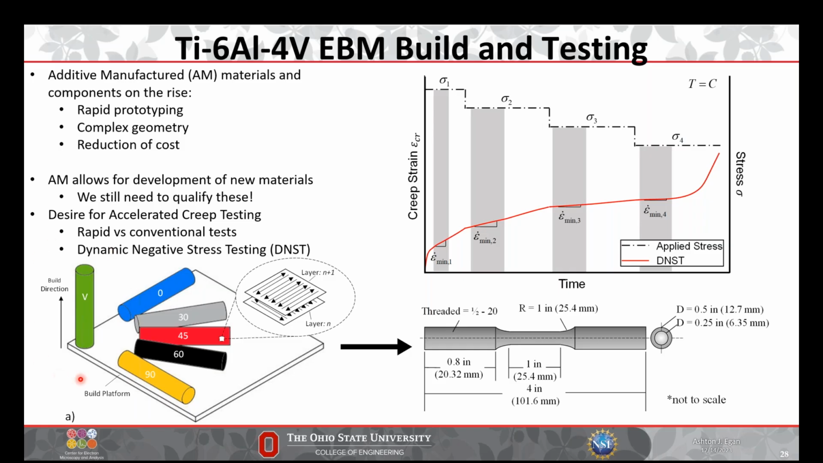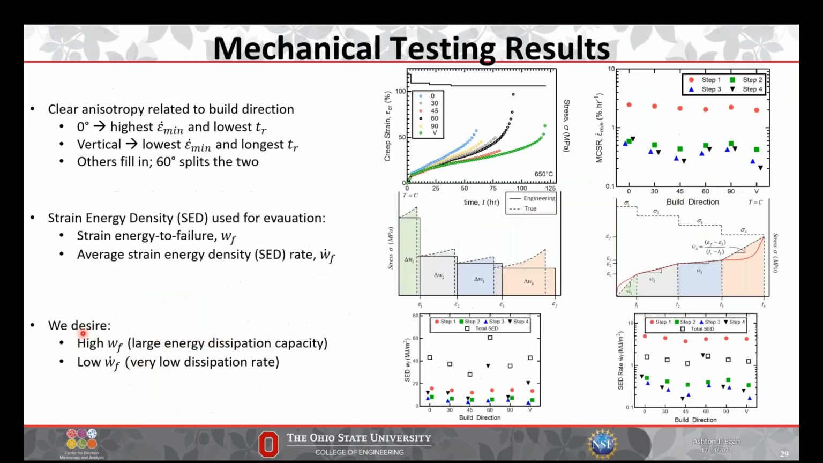And so what was done here basically is several orientations of bars were taken relative to the build direction. You can see all these different angles, 0 to 90 degrees, and then a vertical sample along the build direction, right? And we wanted to see, okay, how does each of these variations affect the creep properties, or do they even? And the answer is yes. There is some clear anisotropy related to the build direction.